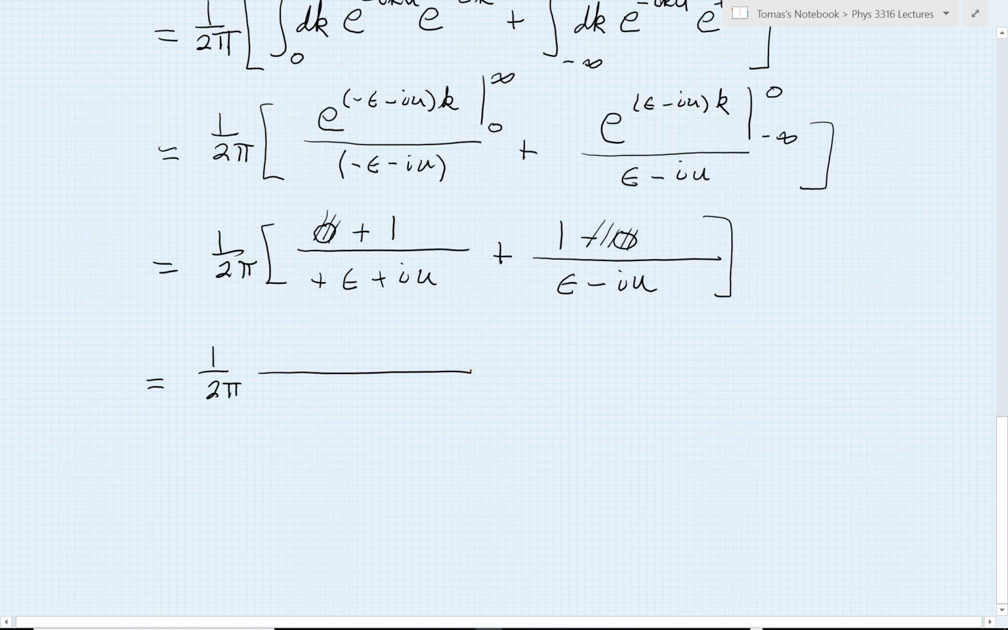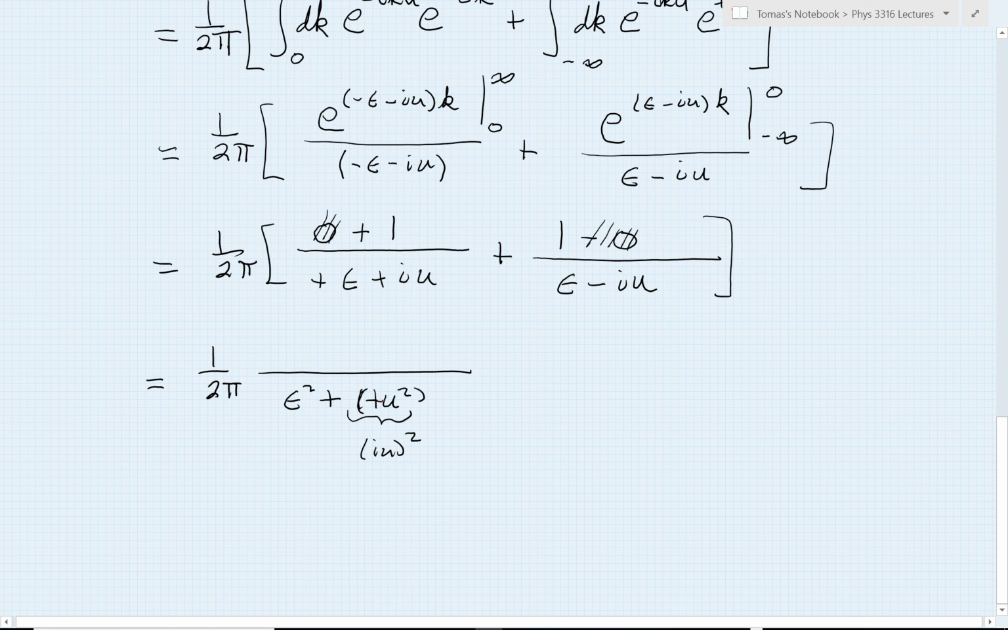When I multiply these two to get my common denominator, it looks like one of these a squared minus b squared type expressions. So I'll have epsilon squared minus i times u quantity squared. But the trick is that when I do i times u quantity squared, of course, that just evaluates to minus u squared, because squaring i gives me minus 1. So it's actually a plus sign on the bottom.